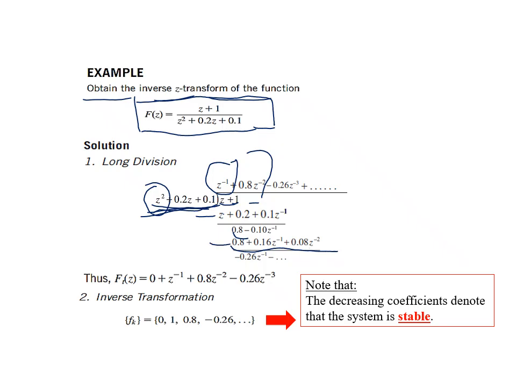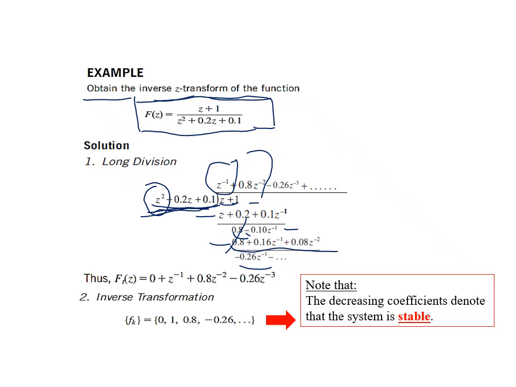Then we subtract, minus, minus, and minus. 0.8 minus 0.8 equals 0. Negative 0.1 minus 0.16, negative 0.26 z power negative 1 minus 0.08 z power negative 2. Then we divide this by z squared. We get negative 0.26 z power negative 3. Then we multiply it by z squared, and so on and so forth.